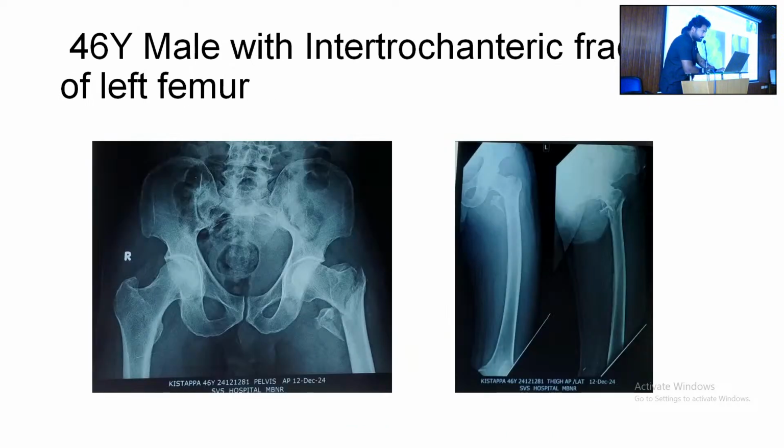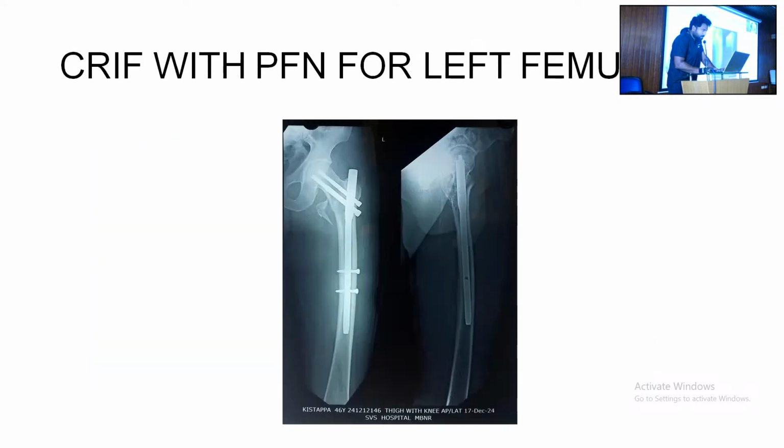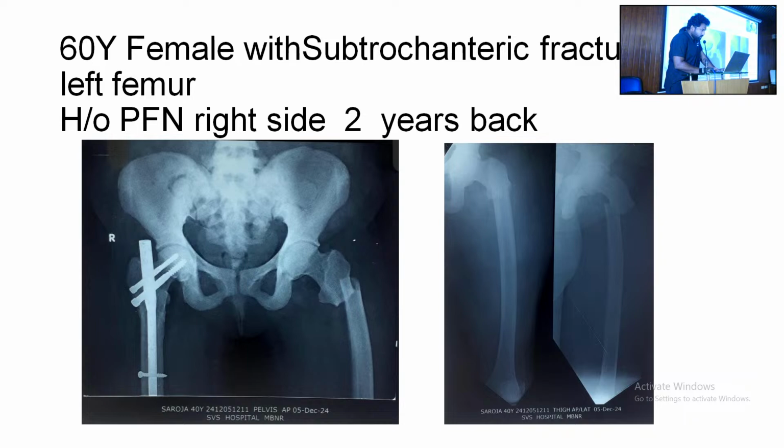So 46-year male with intertrochanteric fracture of the left femur, sir. It is Boyd and Griffin type 2, sir. We have done closed reduction with PFN for the left femur. And this is a 60-year female with subtrochanteric fracture of the left femur, and she has a history of proximal femoral nailing for the right side 2 years back, sir.